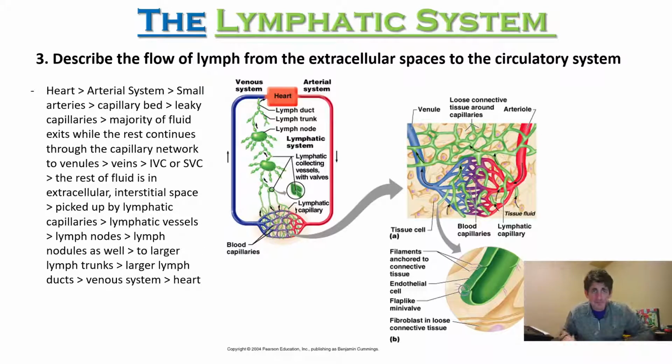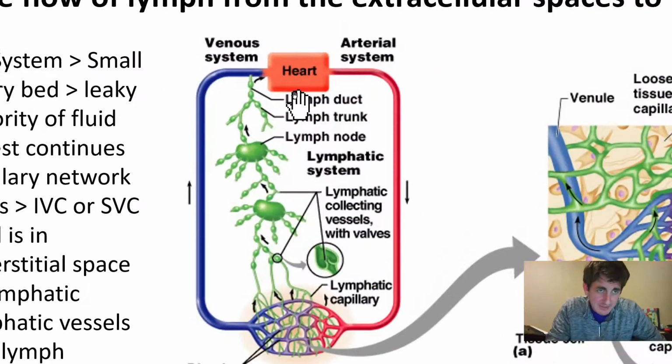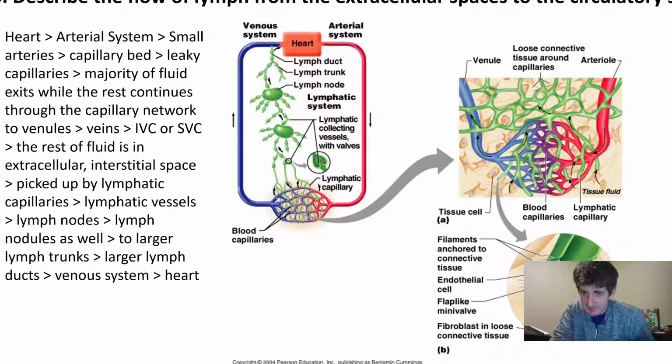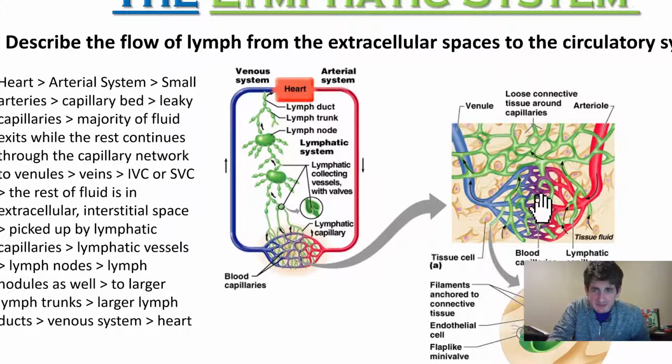Next slide, y'all. So here's the flow of lymph from extracellular interstitial spaces to the circulatory system. We start off with our heart. We pump the blood out. It goes through the arteries to smaller arteries branching off in the capillary bed, which is in this picture here. And then we have leaky capillaries, right? They will leak some fluid out into the interstitial space, and these lymphatic capillaries in green will pick up this fluid through these little flap-like mini valves and send it back through the lymphatic system.